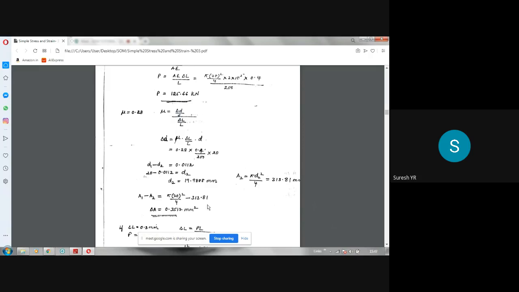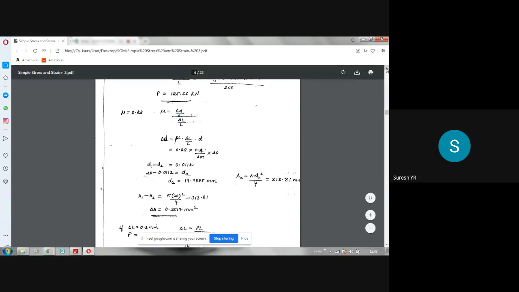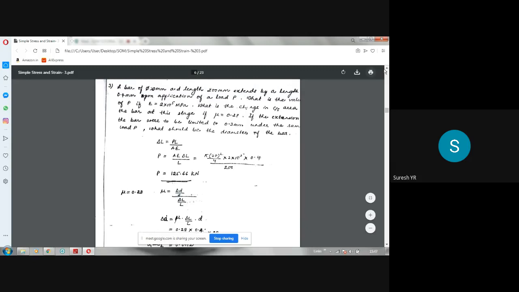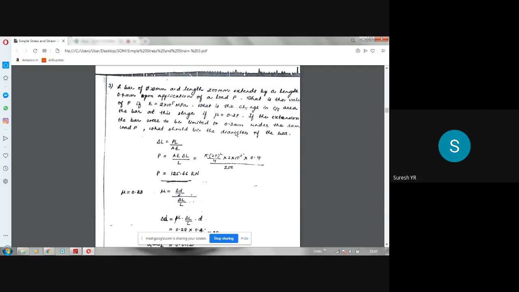Next, the third part of the problem is: suppose the elongation of that bar is restricted to 0.3 mm. That means delta L is equal to 0.3 mm. What is the corresponding diameter of the bar? The D value we have to find out.